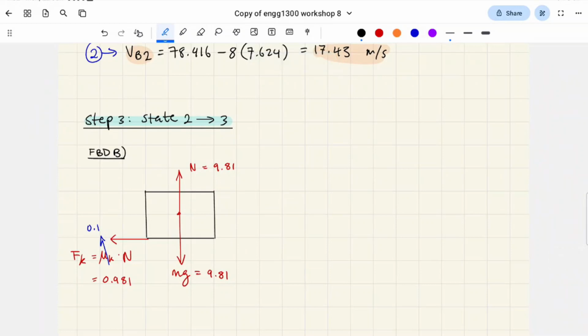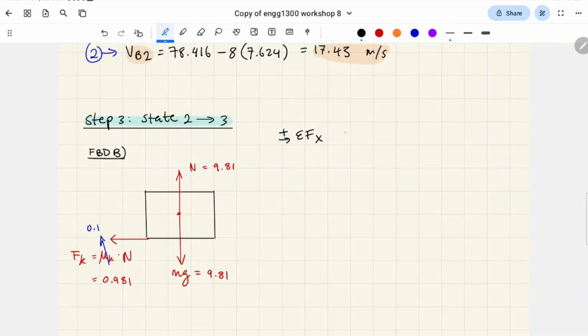Okay, so what I've done is I've preemptively drawn the free body diagram for B between state 2 and 3. So this is after the collision has happened, right? And the reason I preemptively drew it is because it's very similar. The only difference is that the weight is 8 times lighter, right? Which makes the normal force lighter, which makes the kinetic friction force lighter, right? Or less, yeah.